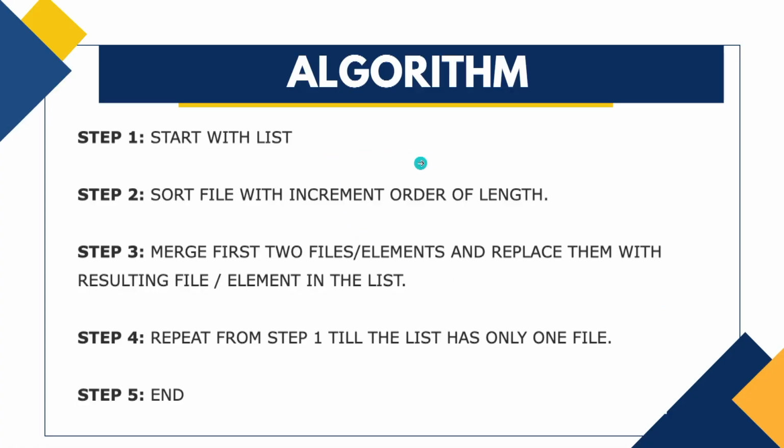And this is the algorithm that we follow for optimally merging patterns into one. We start with the list, then we sort all the files in increasing order of their length, then we begin merging 2 files at a time, and the 2 files that we take into consideration should be the ones with the least number of records, and we merge them and replace them with one resultant file, and we keep on repeating the steps till we end up with only one file at the end.